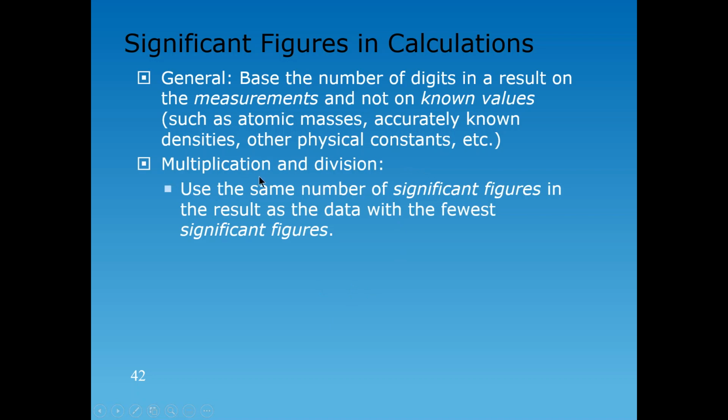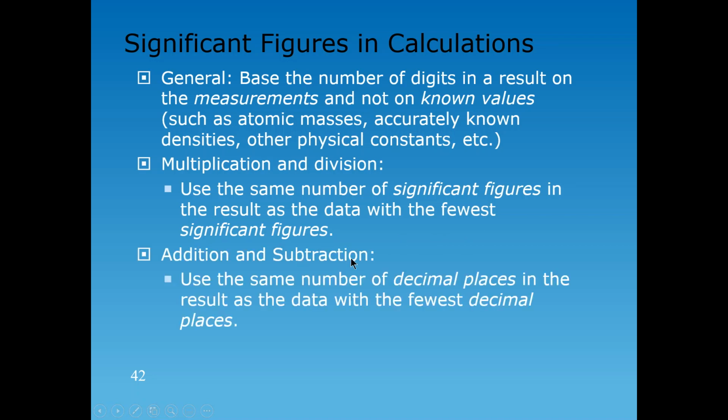So when we're multiplying or dividing numbers, in terms of ending up with the right answer, we need to record the result to the same number of significant figures as the data with the fewest number of significant figures, right? Basically, what this is saying is that when you're multiplying and/or dividing numbers, the number of significant figures in your final answer must be the same as the number of significant figures in the calculation with the fewest number of significant figures.